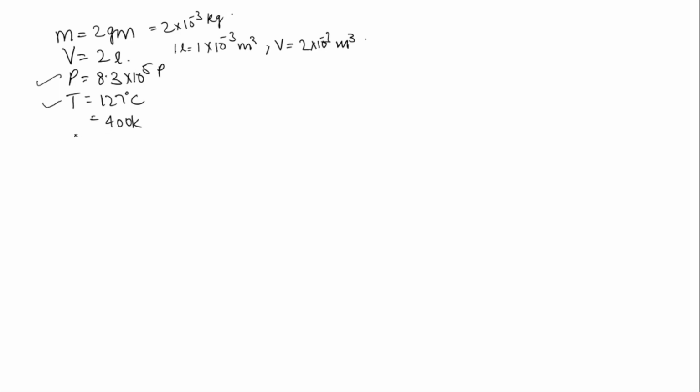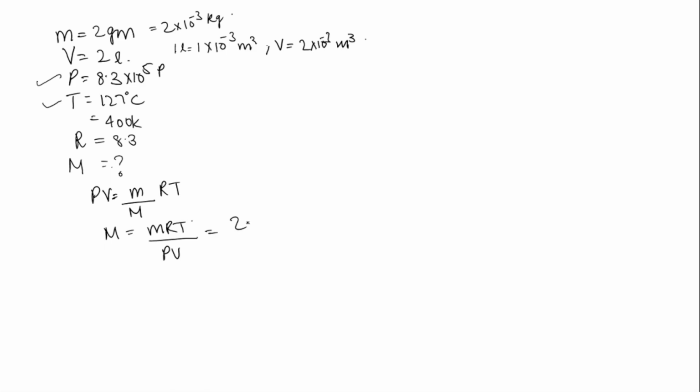And value of R is equal to 8.3. So we know PV is equal to, we need to find the gas. We can find it by using its molecular weight. We can find the gas by finding the molecular weight. So PV is equal to small m by capital M into R into T. So we need to find M. So it is equal to mRT by P into V.